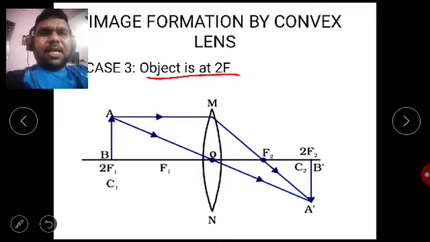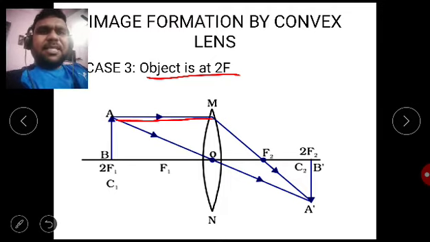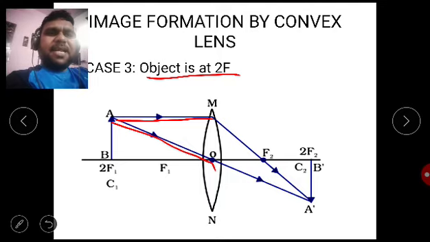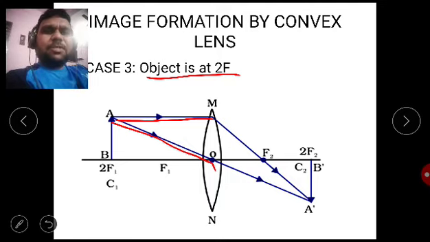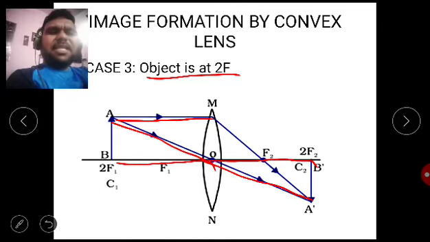Now we can see the ray of light passing parallel to the principal axis and through the optical center. They are meeting at point A dash. The rays originating from point A are meeting at A dash, and rays from B are meeting at B dash. We can clearly see that the image formed is inverted and real, and it is of the same size, neither diminished nor enlarged. And this is case number 3.